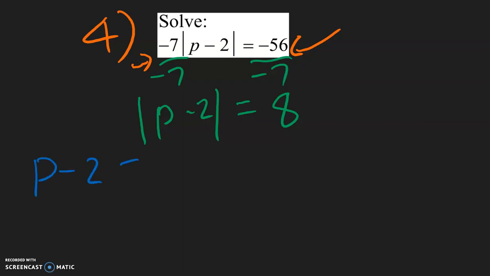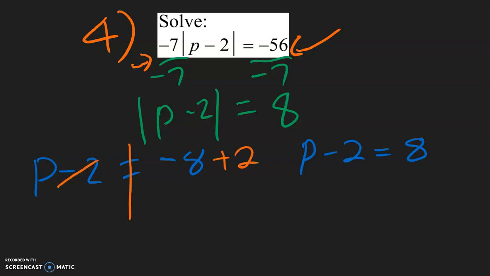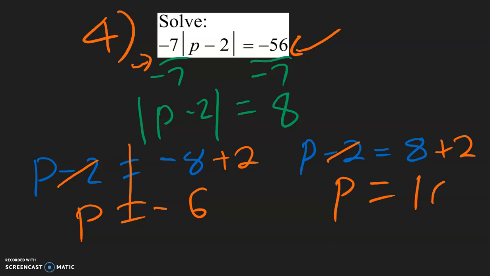P minus 2 equals -8, or P minus 2 equals +8. Now to get the -2 to the other side, let's change it to a positive. After moving it, -8 plus 2 is -6. Or for this one, move the -2 to a +2. 8 plus 2 is +10. So -6 and 10 are the solutions.